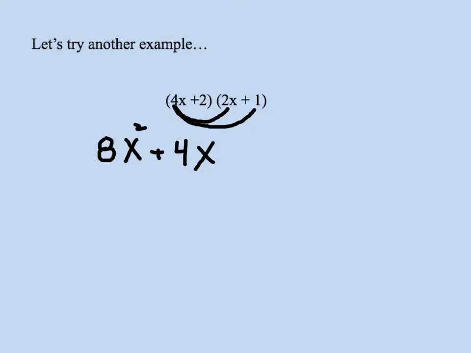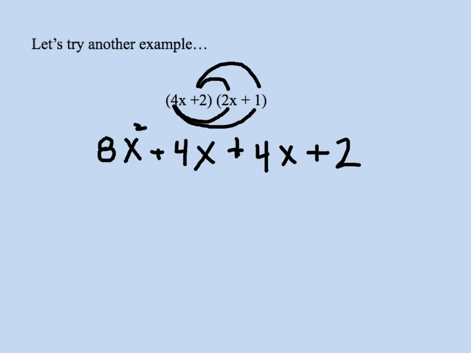Now let's move to the second term in that first binomial, the 2. 2 must also be multiplied by both terms in the second binomial. 2 times 2x and 2 times 1. 2 times 2x is 4x. And 2 times 1 is 2.